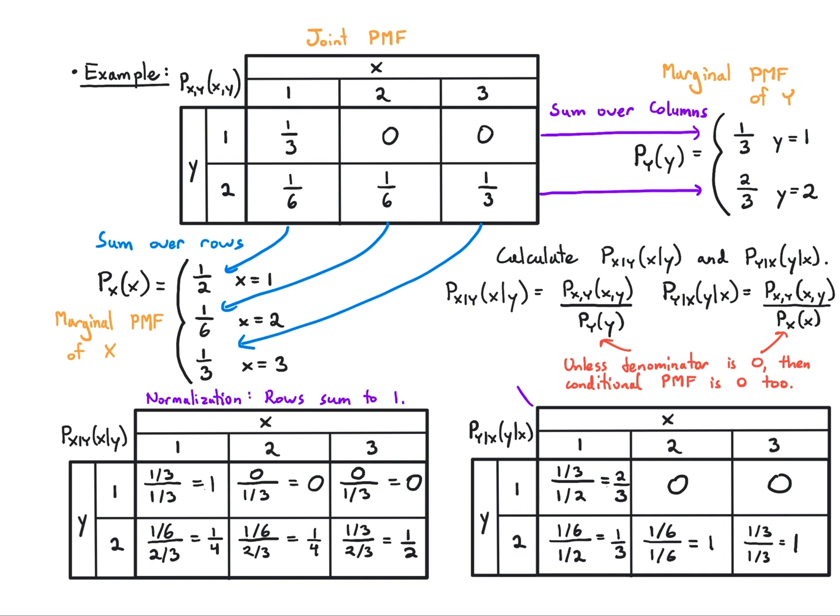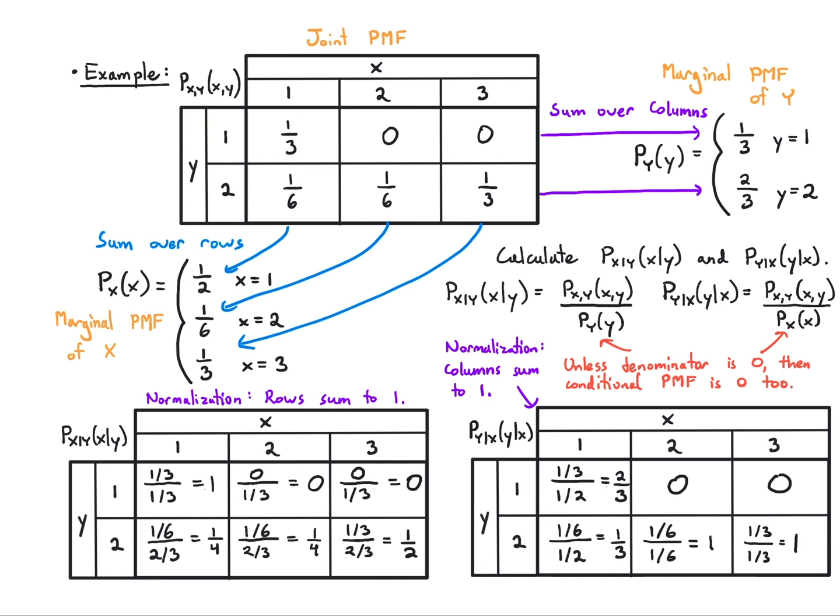It's a little different when I have y given x because in that table, it'll normalize across the columns. So the columns will sum to 1. Because here what I'm doing is I'm fixing the value of x and then I'm giving you probabilities on y. So if x is 1, then y could be 1 with 2/3 and 2 with a third. That sums to 1. And if x is 2, then I get 0, 1. That adds up to 1. And if x is 3, I get 0, 1. That adds up to 1.